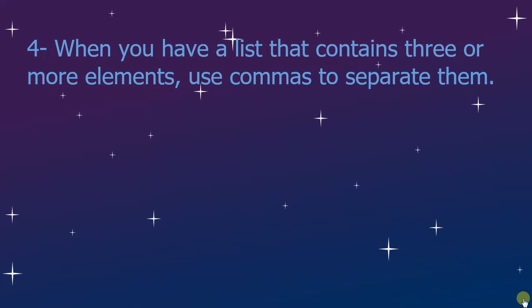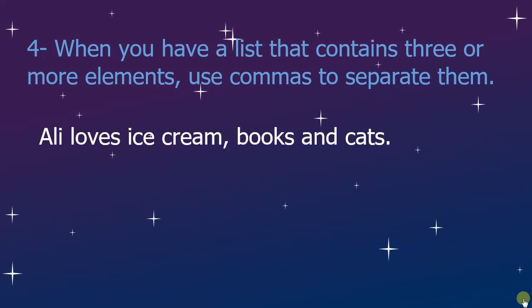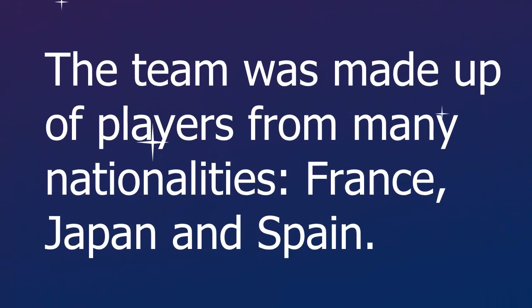When you have a list that contains 3 or more elements, use commas to separate them. As an example, Ali loves ice cream, books and cats. As you can see, we have 3 elements: ice cream, books and cats. We separate the first 2 elements by comma, the second 2 by and without comma. The second example is, the team was made up of players from many nationalities, France, Japan and Spain. As you can see, there is a comma between France and Japan and between Japan and Spain.